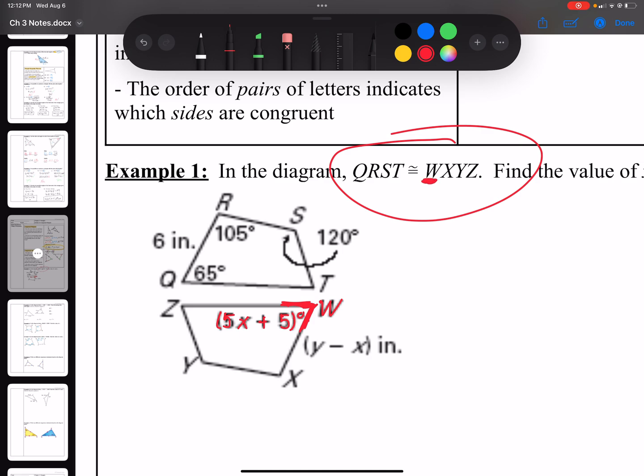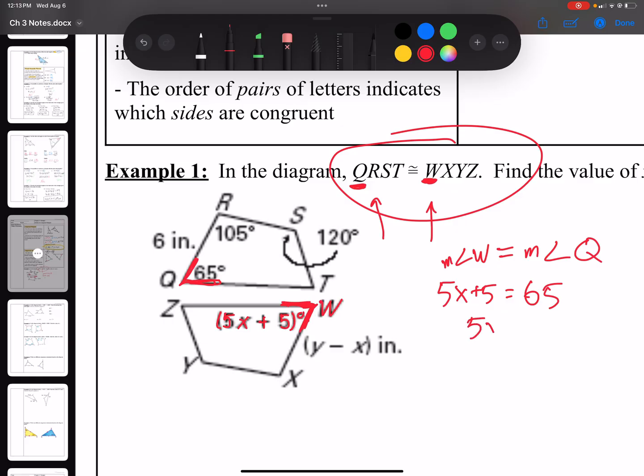What's the first letter in the other part of the statement? Q. So I know, according to this congruent statement up here, that the measure of angle W has to equal the measure of angle Q. What is the measure of angle W? 5x plus 5. What's the measure of angle Q? 65. So there we go. That's how I set up my equation to solve for x.